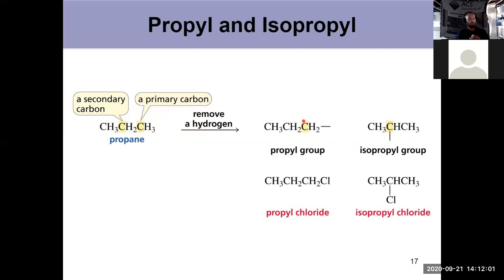Okay. So we're going to use those terms later on, but this is a good place to introduce them. A primary carbon is bonded to one other carbon. A secondary carbon is bonded to two other carbons. A tertiary carbon is bonded to three other carbons.